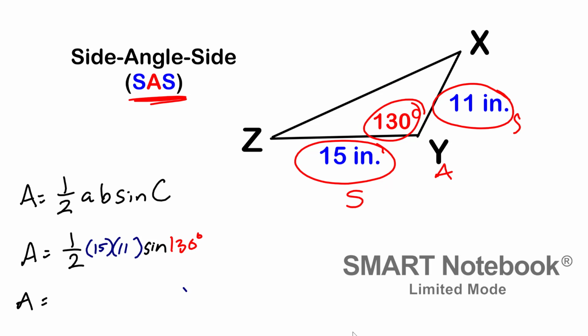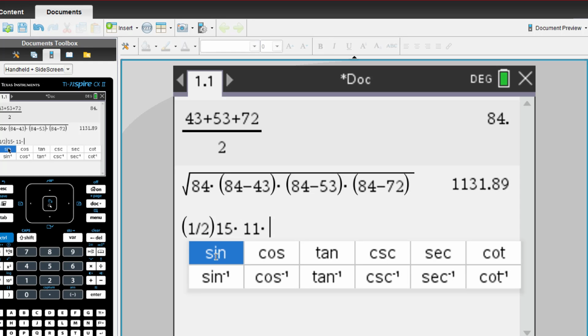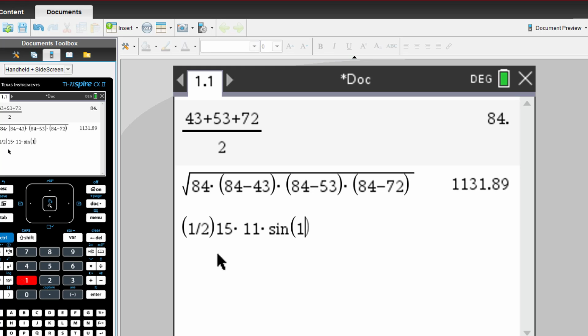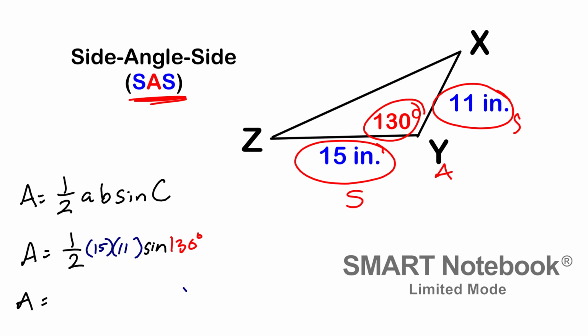Let's go to our calculator. And I'm going to open up my parentheses for the 1 divided by 2. And then I have 15 times 11 times the sine of 130 degrees. And there we have it. 63.1987. We'll round to 1 decimal place, so 19 rounds up to 0.2. And that means we have an area of 63.2 units squared.